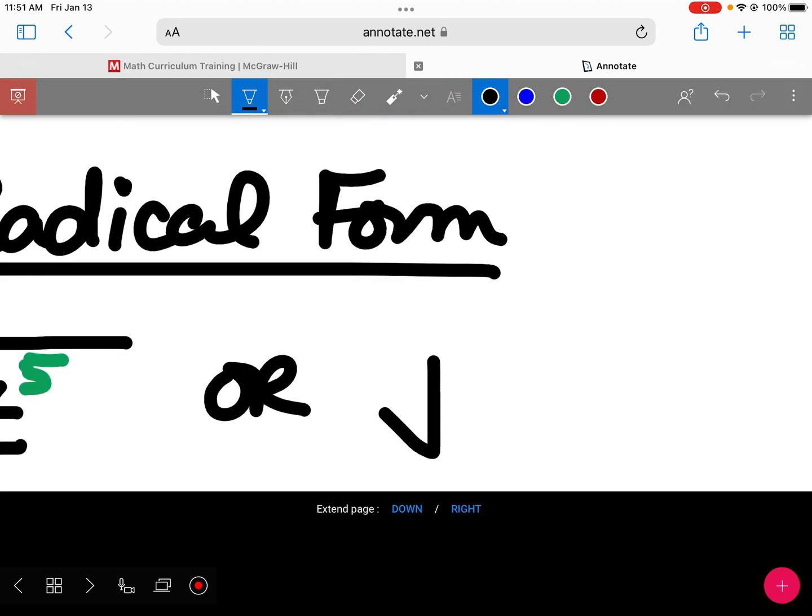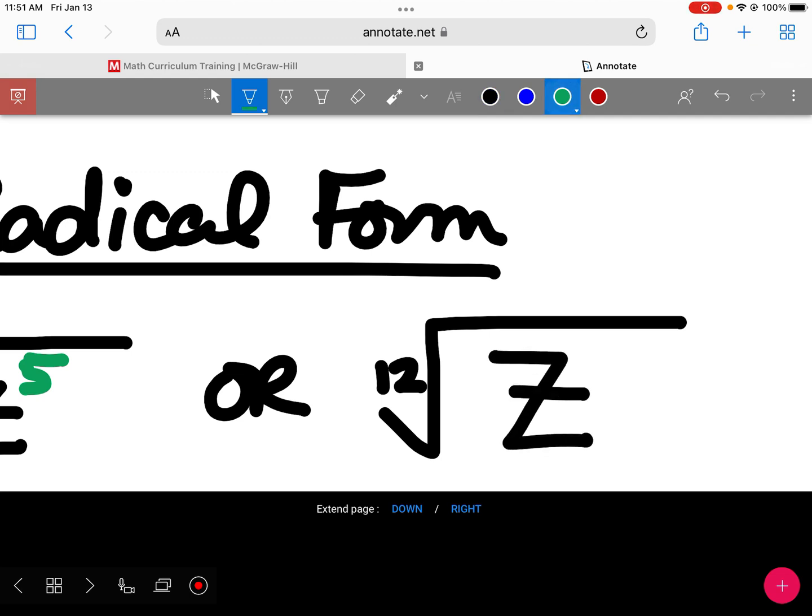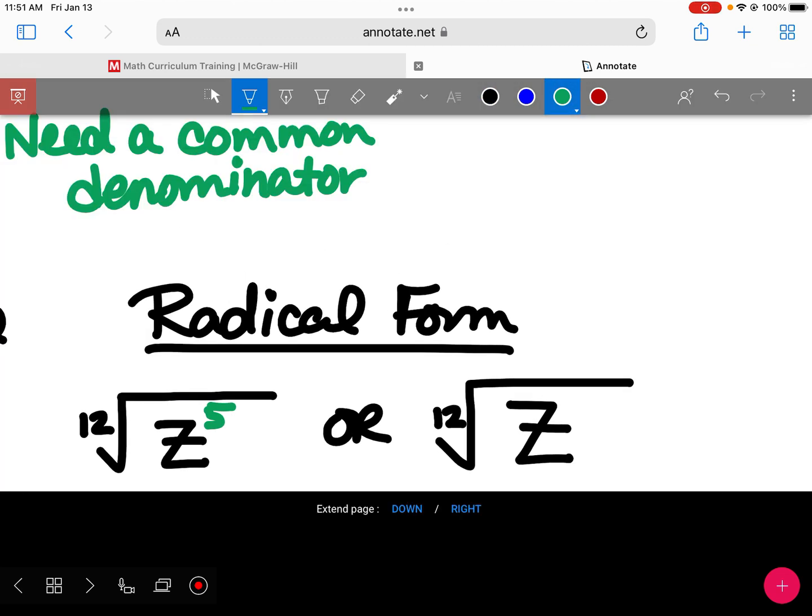Or I could write it still with a radical, still an index of 12, still have Z under here. Where else could I put the 5? Outside of parentheses. Those mean the exact same thing. All 3 of those things mean the exact same thing. They're just written in ways that look different. We say they are equivalent when they have the same meaning, but they look different.